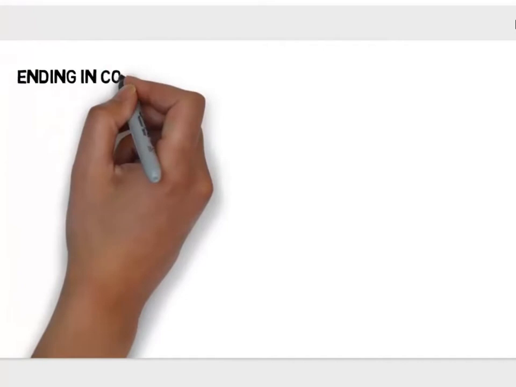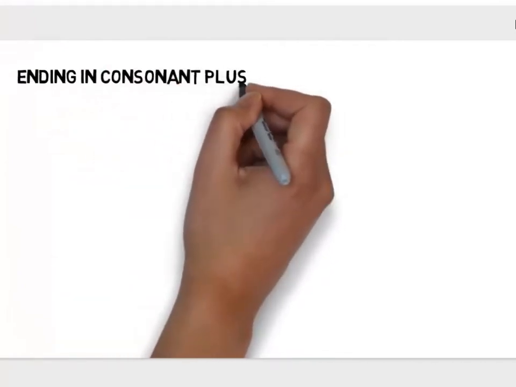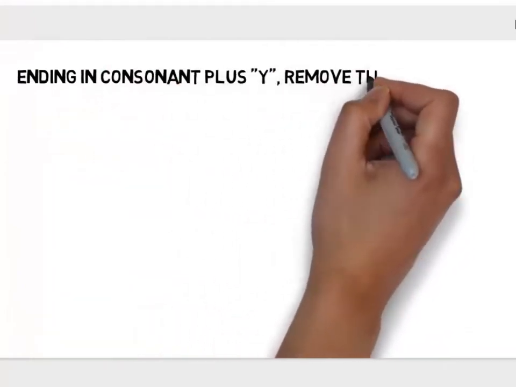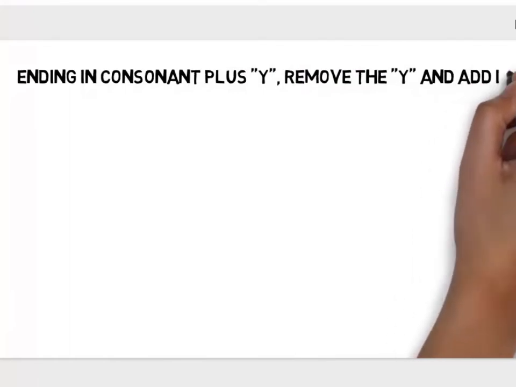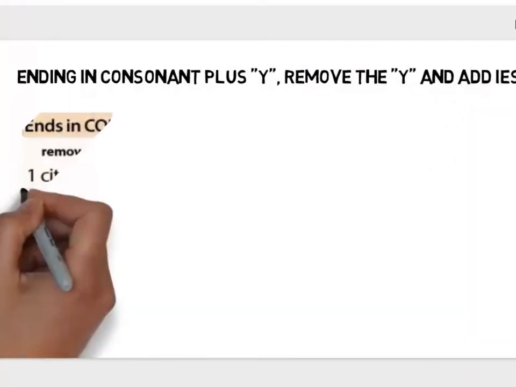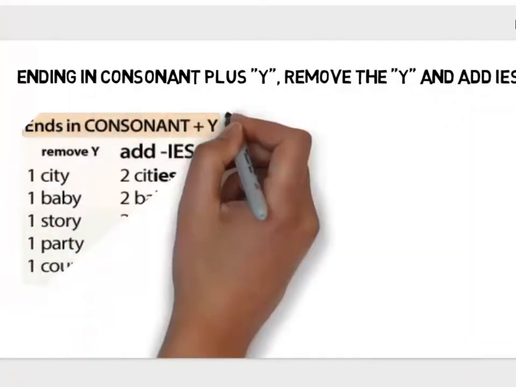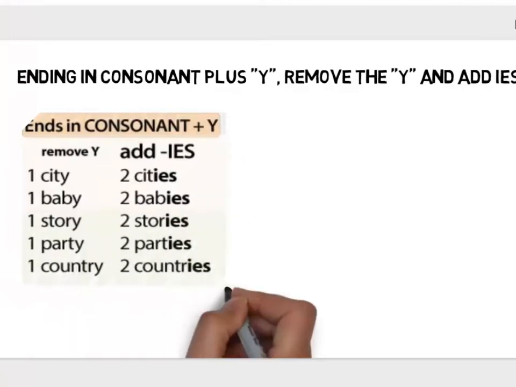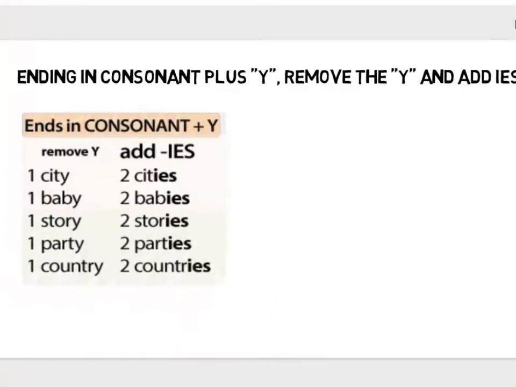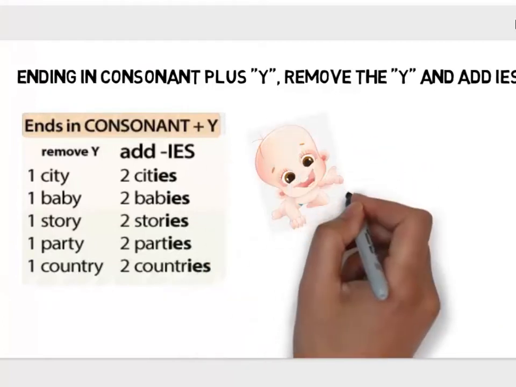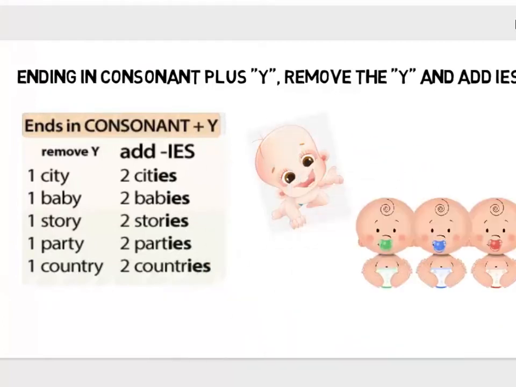Nouns ending in consonant plus y, remove the y and add ies. Examples: 1 city, 2 cities, 1 baby, 2 babies, 1 story, 2 stories, 1 party, 2 parties, 1 country, 2 countries.